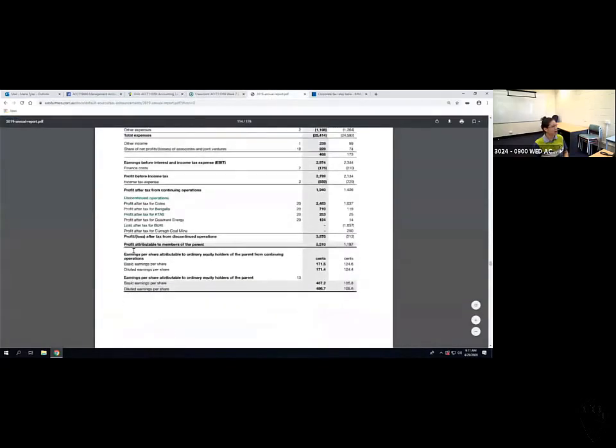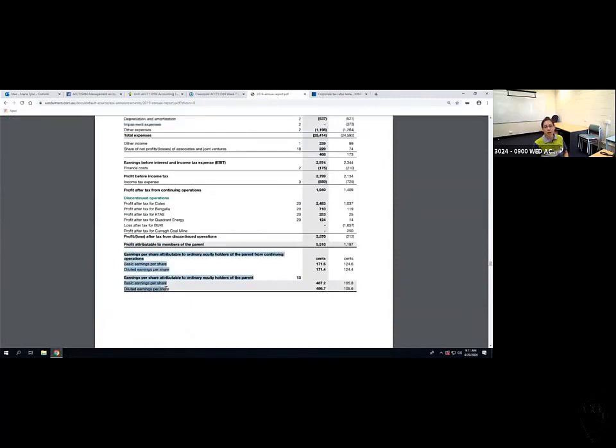After you get to a profit figure, companies will usually put a whole heap of information about earnings per share. So basic earnings per share, diluted earnings per share, and sometimes they'll give you heaps more information as well, not just about earnings per share. It might tell you what portions are attributable to the parent company, what portions are attributable to the minority interest, and so forth. So there can be a lot of lines underneath this line.